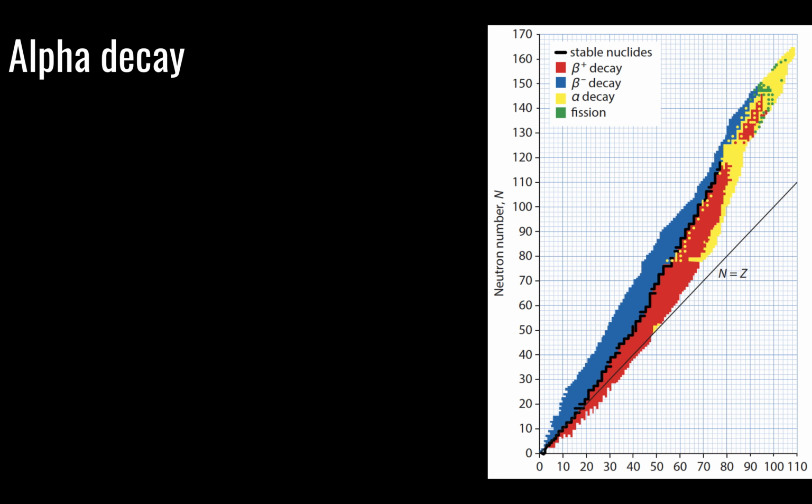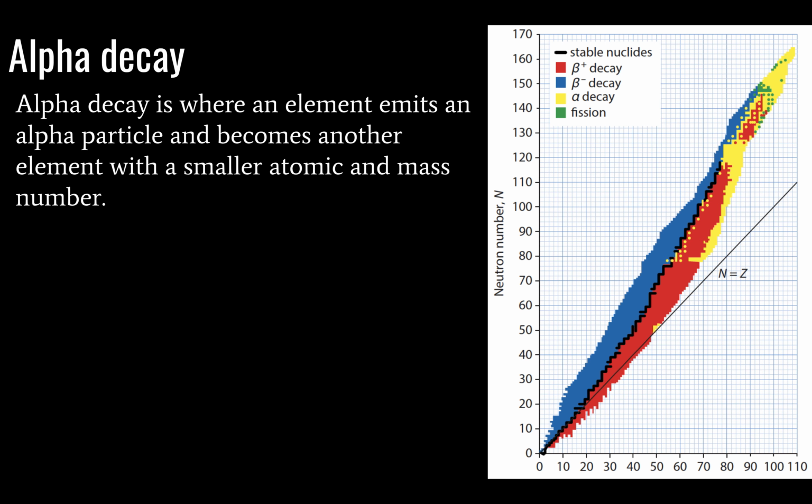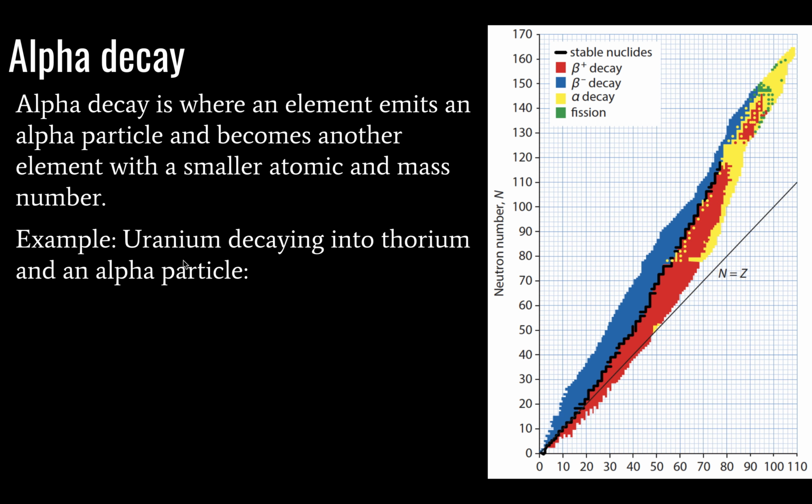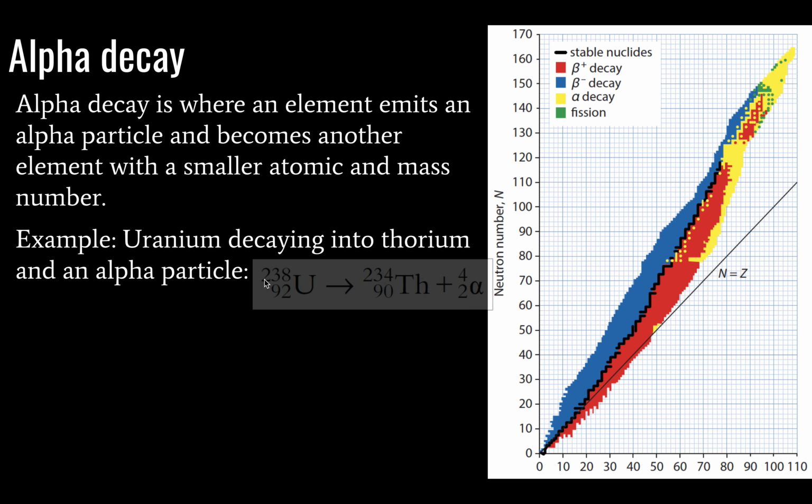Okay, so let's talk about alpha decay. Alpha decay is where an element emits an alpha particle and becomes another element with a smaller atomic mass and number. An example of this would be uranium decaying into thorium and 1 alpha particle. And here's the equation for that. Note that this equation looks exactly like a chemical equation. So we have our uranium nucleus here, and it is spontaneously decaying into thorium-234 and helium, our alpha particle.